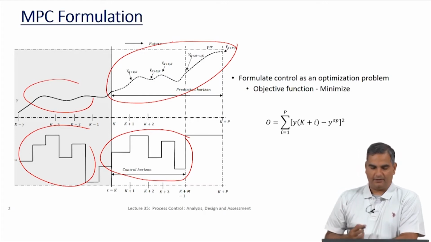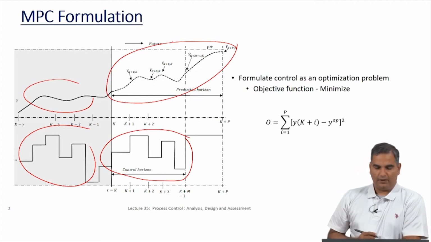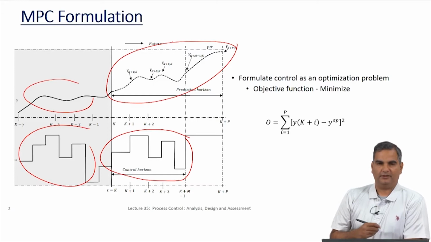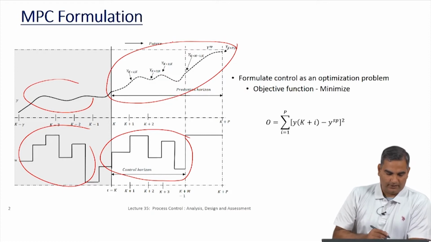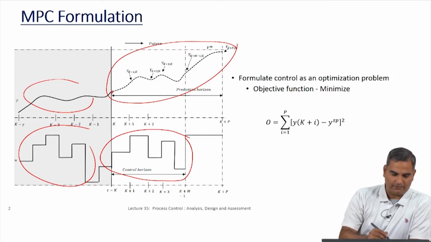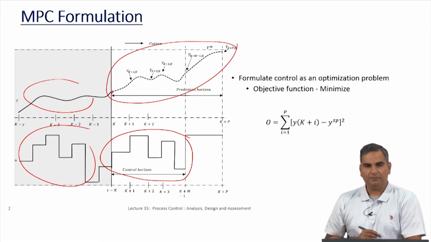Now, let us start with an objective. What I am going to do is literally say in words what we want in terms of an objective, and then I will show you how that translates into an objective function mathematically. So, if I were at this point right here, I said I already have a measurement at y of k.